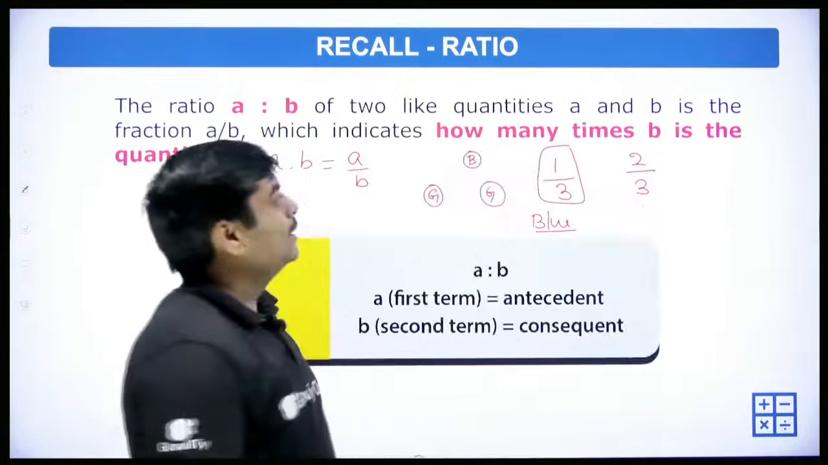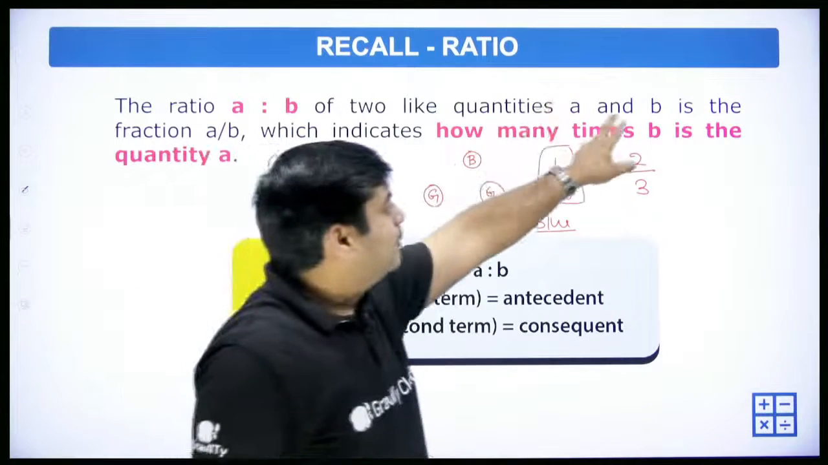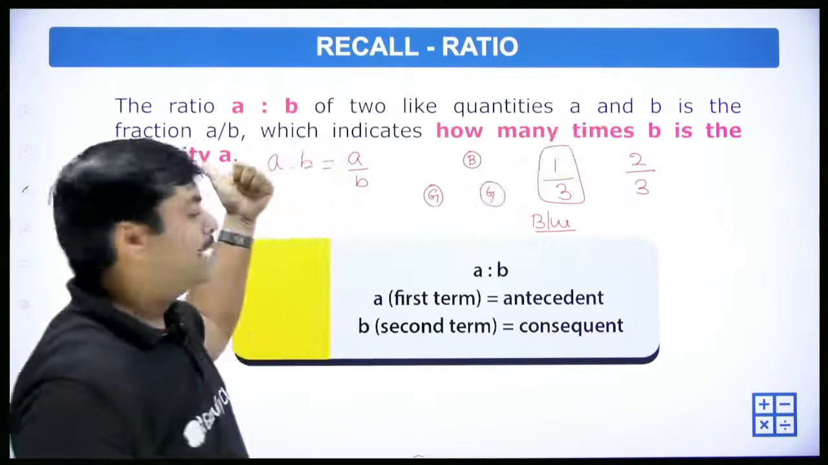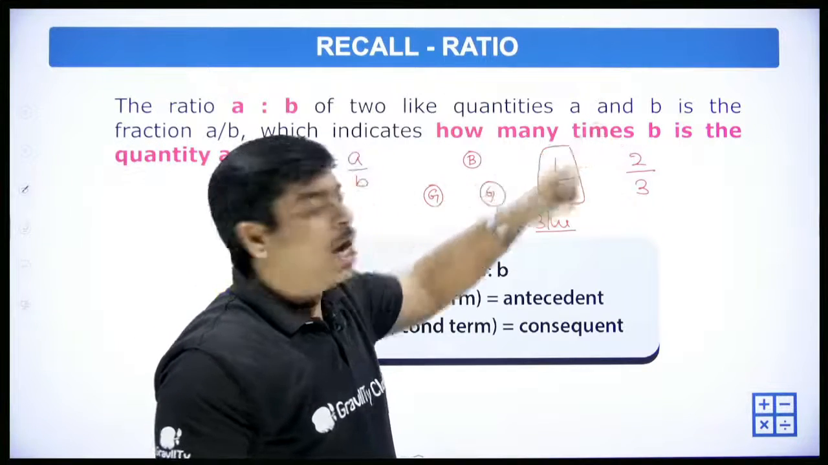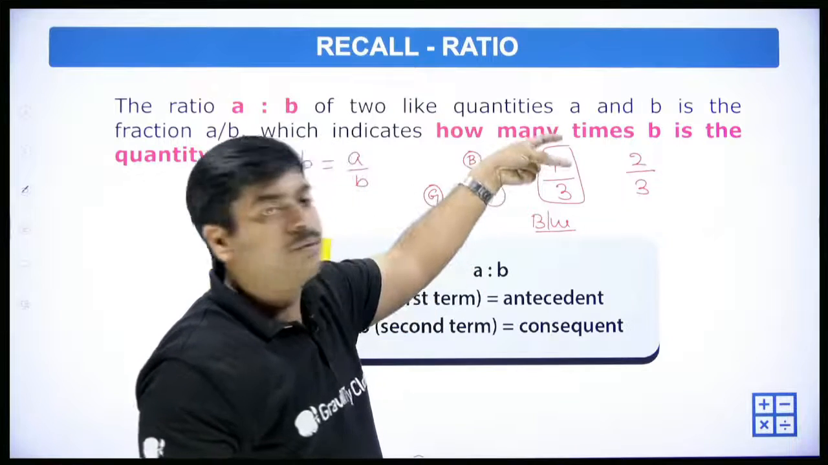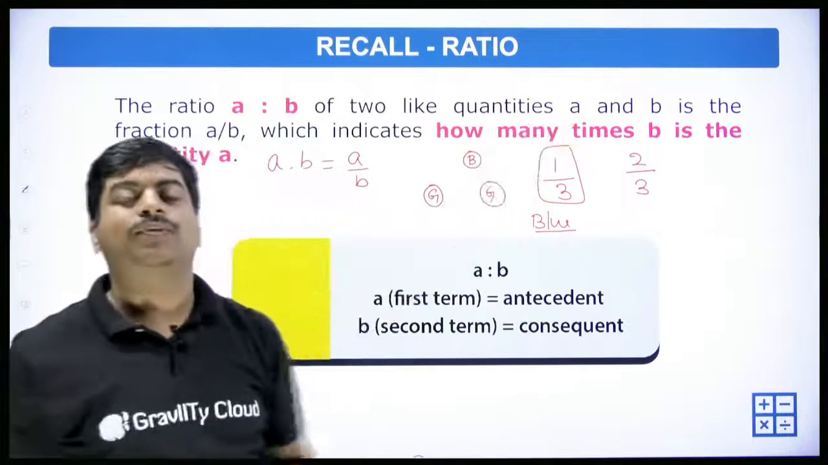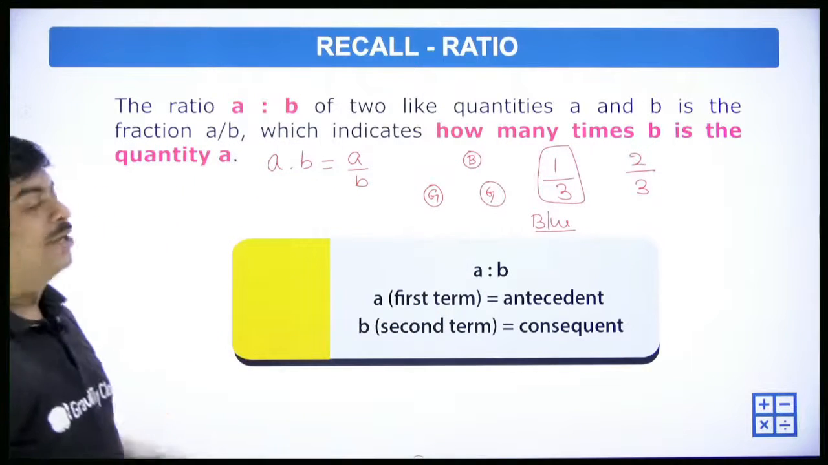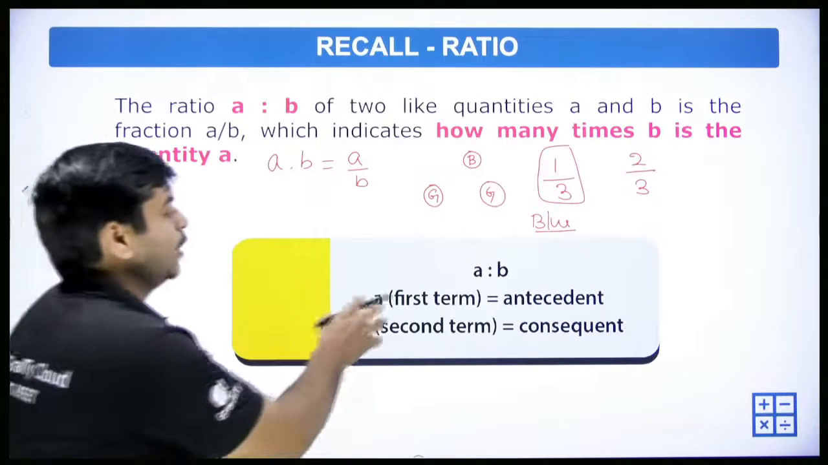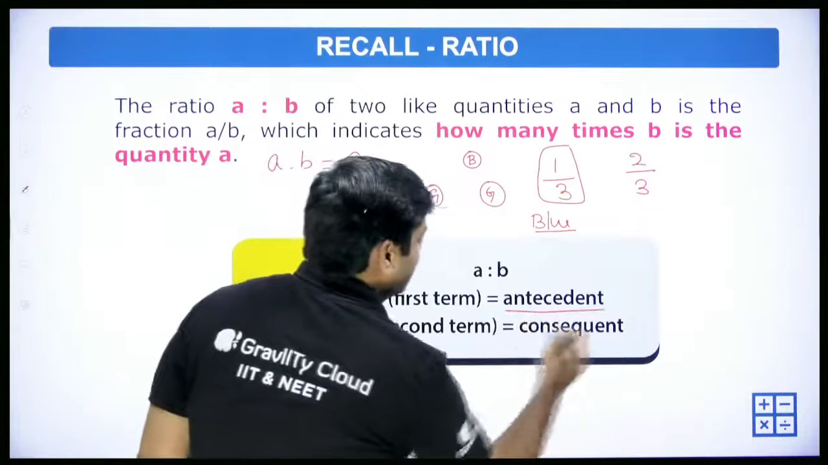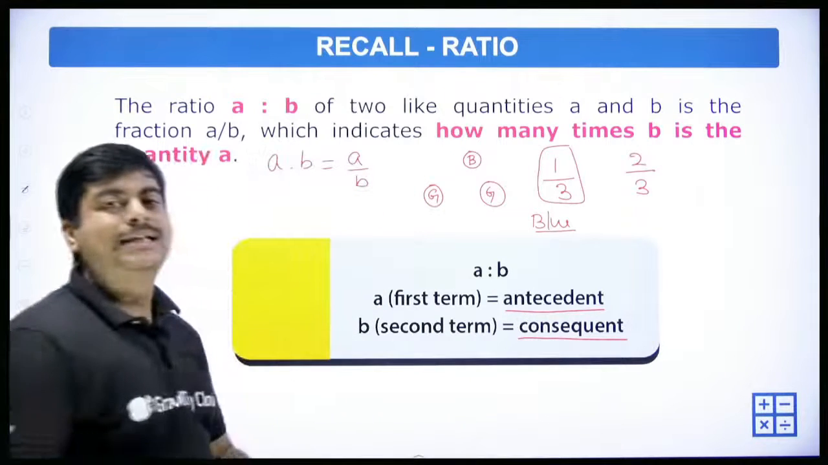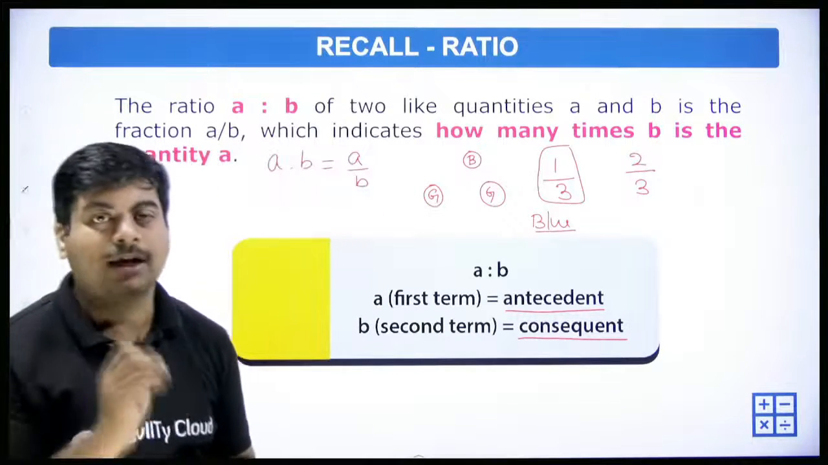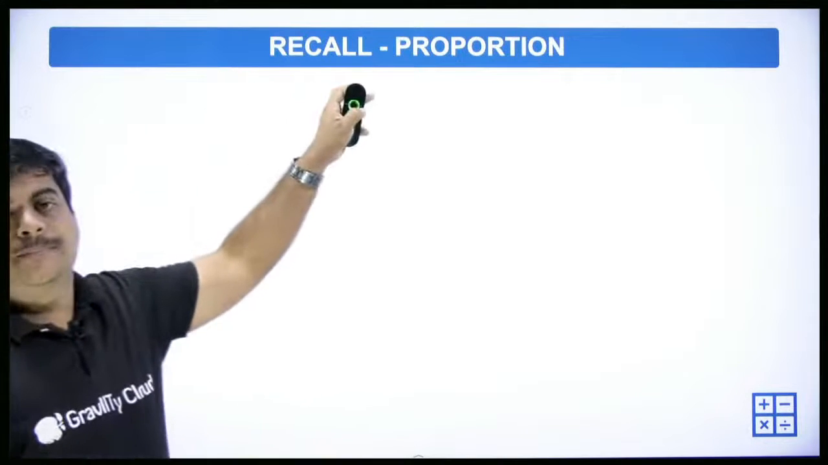So the point is, how many times B is A? How many times of 3 balls is 2 balls? How many times of 3 balls is 1 ball? So that is what we call a ratio. In the ratio A is to B, the first term A is called the antecedent, and the second one, B, is called the consequent.